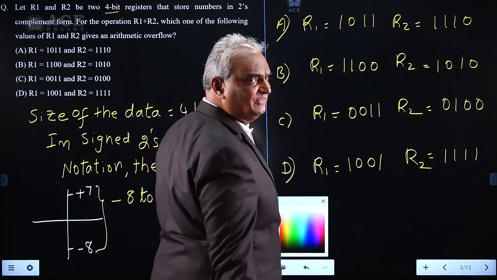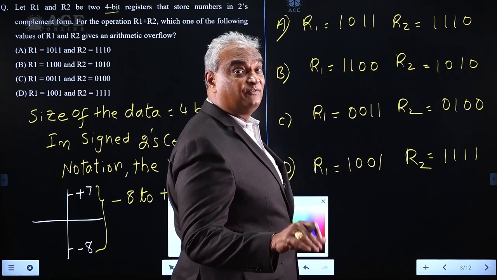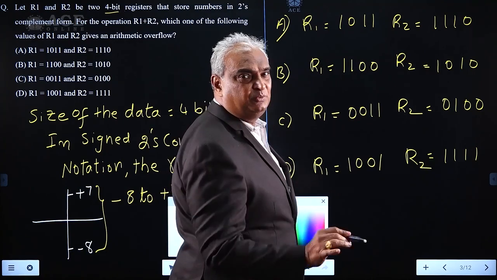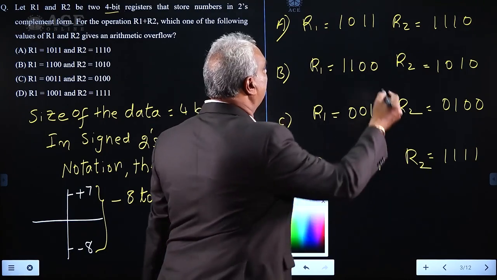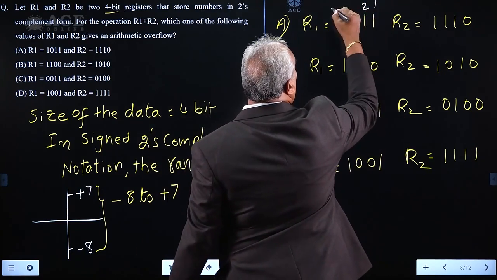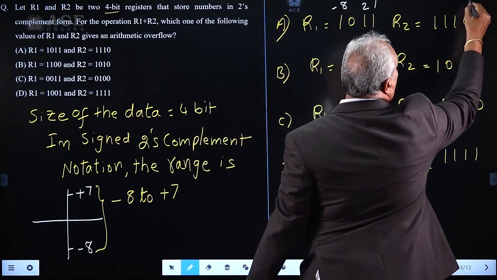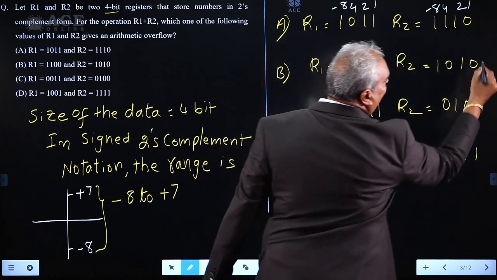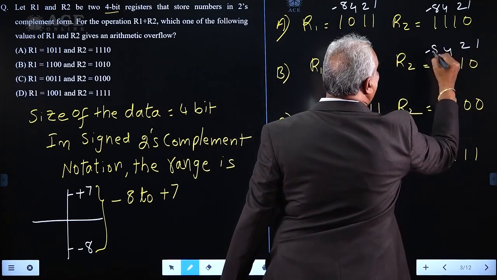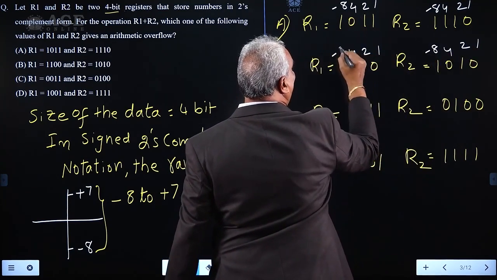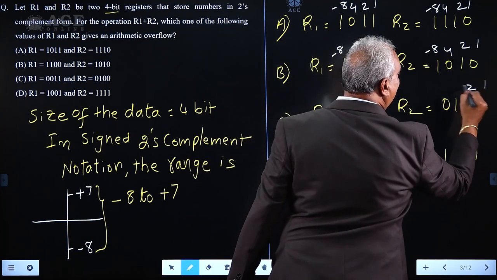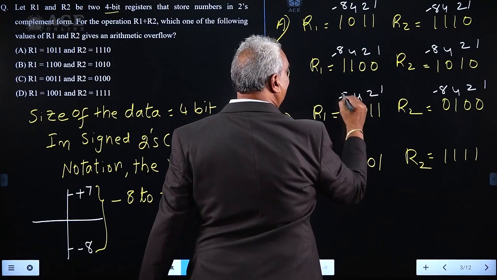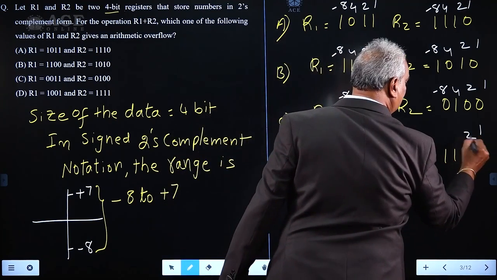While finding the decimal value for 2's complement form data, only the MSB weight sign is negative, and all remaining signs are positive. Means 1, 2, 4, minus 8, and 1, 2, 4, minus 8. Same here, only the MSB weight is negative, and all remaining weights are positive.